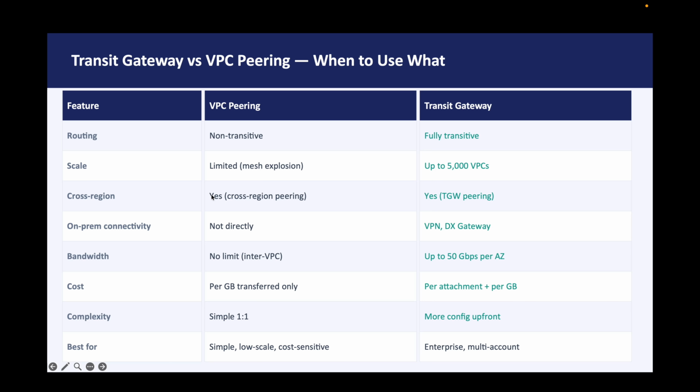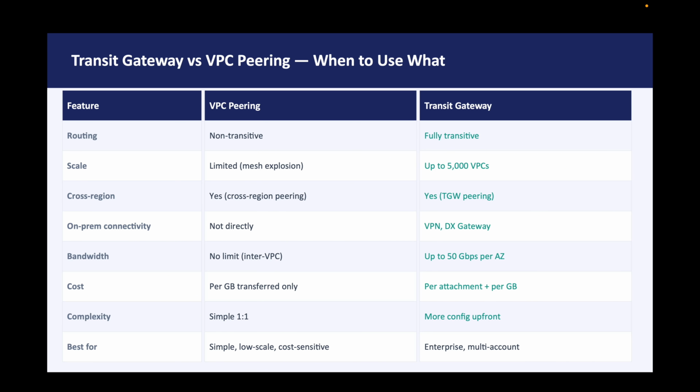Next is cross region. Both are available for cross region. Next one is on-prem connectivity. Peering has no direct connectivity to on-prem. Meanwhile, with transit gateway we have VPN and the DX gateway for connectivity. Next, bandwidth. There is no limit for VPC peering for inter-VPC, and transit gateway has a limit of up to 50 Gbps per AZ.